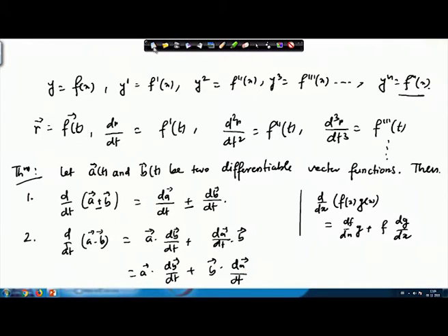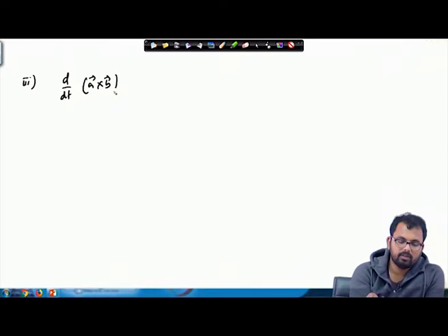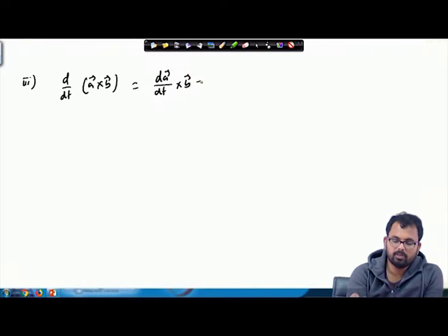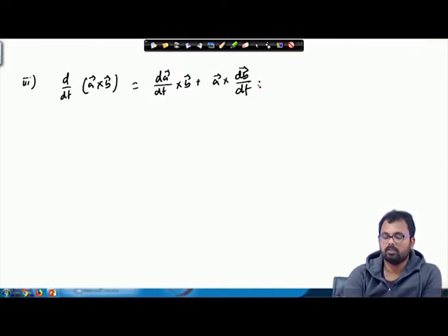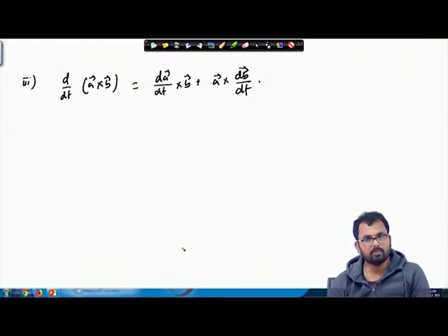Because of the commutativity of the dot product, we can write B dot dA/dt. That is the dot product. If you have the cross product, d/dt of A cross B, then it is defined as dA/dt cross B plus A cross dB/dt. This is the cross product rule, and we have to remember that here we cannot change the order, because if we write B cross dA/dt, then we have to put a minus sign. A cross B is equal to minus B cross A. That's what we have to take care of here.